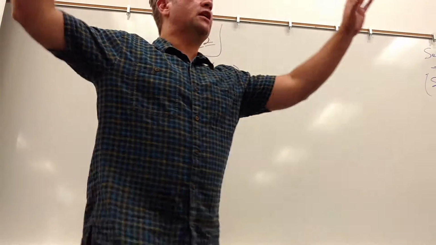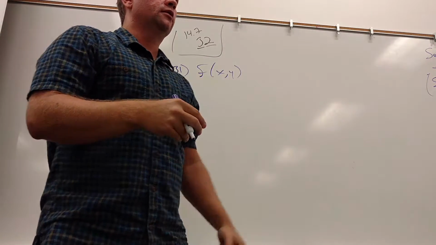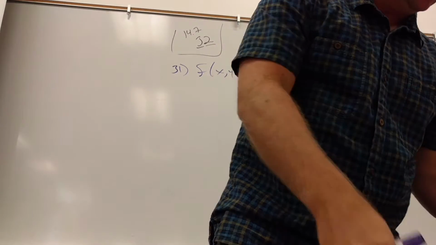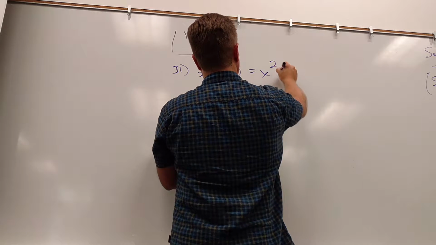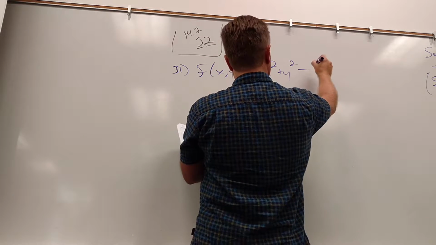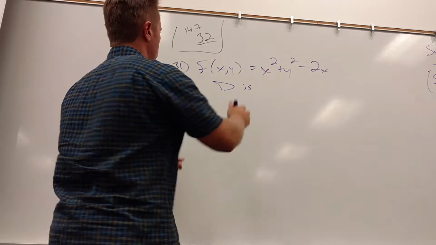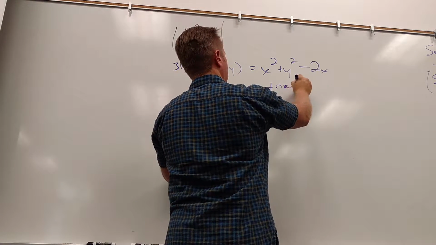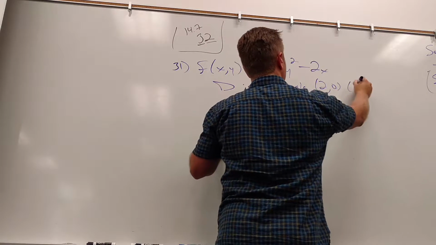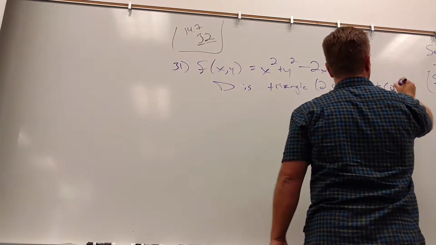Too bad for us, because now we don't just have endpoints, we have boundaries that are equations of who knows what. Yeah, this one's neat. This one says f(x, y) equals x squared plus y squared minus 2x. They use D in so many ways. D here is the domain. The triangle with vertices (2, 0), (0, 2), and (0, negative 2).